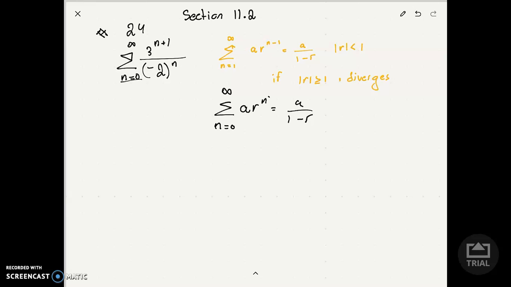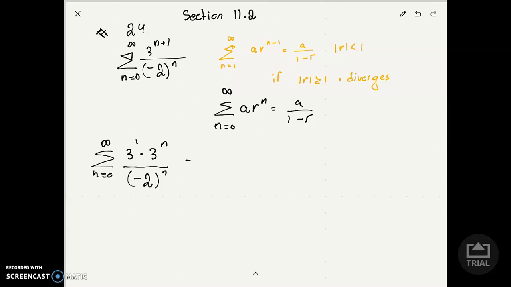We're trying to get an exponent of n on the ratio. And we have that for the denominator. The -2 is fine, but the numerator is n plus 1. So to fix that, we're just going to factor out a 3. And you can see that using exponent rules, 3 to the n plus 1 is the same as 3 times 3 to the n. So this is an equivalent statement. And then that's still over -2 to the n, summation n equals 0 to infinity.